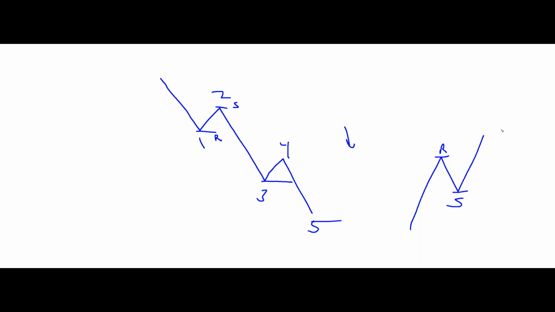So those are representations of impulsive waves, but we also have corrections. After we reach certain waves, let's say we're at the top of a 5th wave, the market goes into a correction. And this correction is usually represented by a simple ABC pattern.